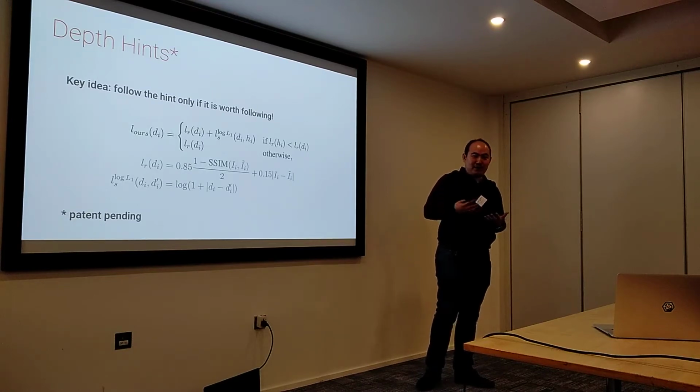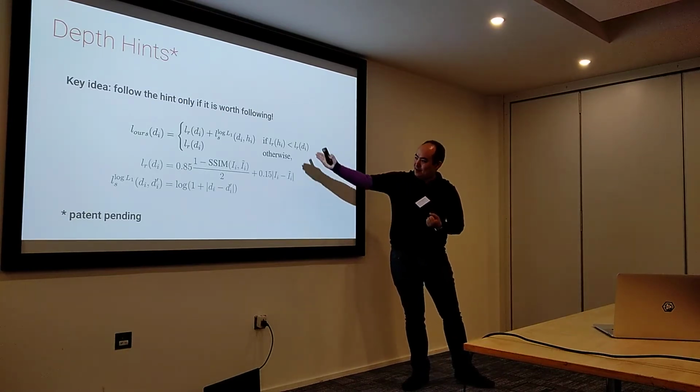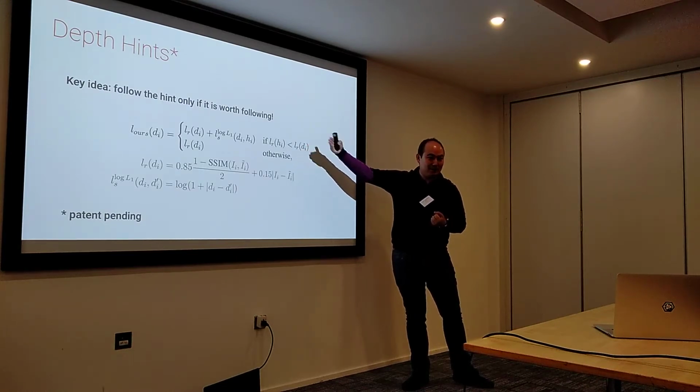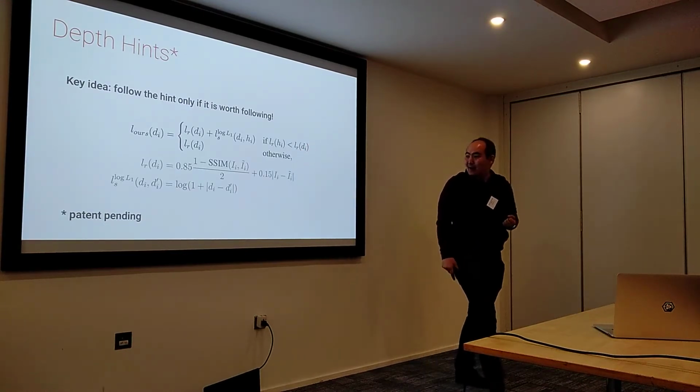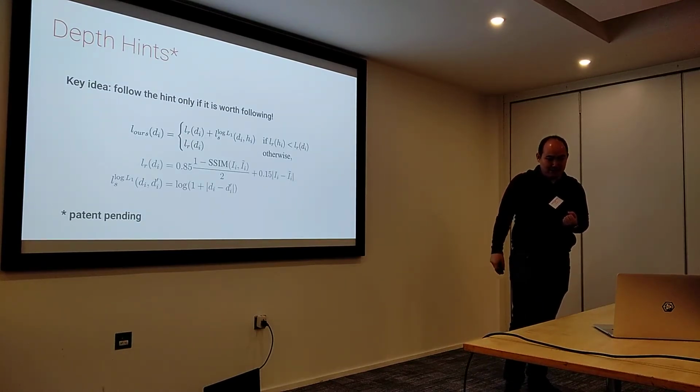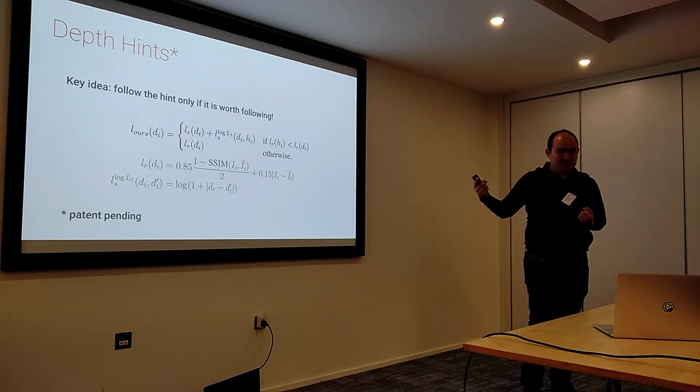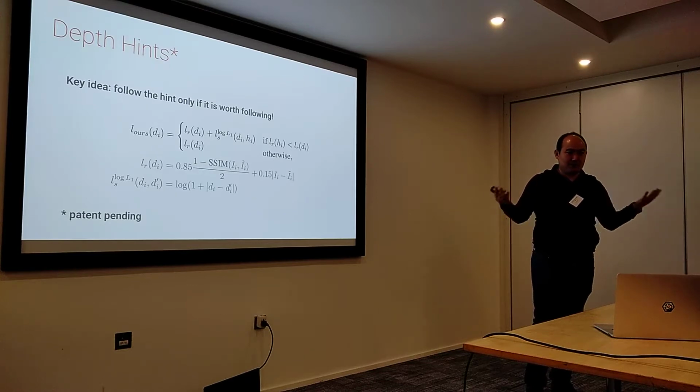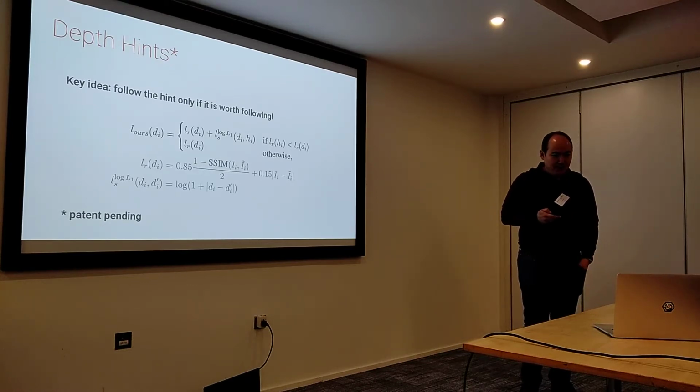But if it's actually better, if it's giving a better local minimum in terms of the reprojection loss, then we add that supervisory data into our loss function. And these are the two choices for the supervision signal and for the reprojection error in our case. So this is still self-supervised training because we only use stereo. There is no additional sensory information.